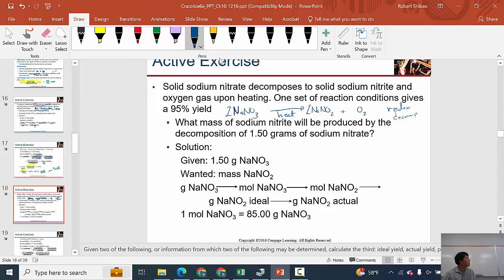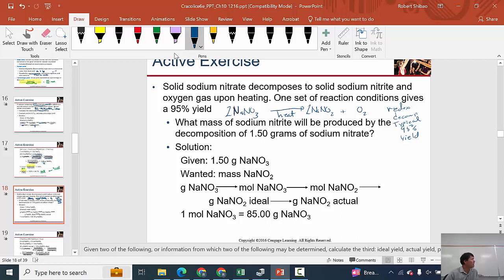Solid sodium nitrate decomposes to solid sodium nitrite and oxygen gas upon heating. One set of reaction conditions gives a 95% yield. So we expect a 95% yield, and we'll just say that is typical. Of course, this can change, but typically, when you do this, you get a 95% yield. That doesn't mean you're always going to get exactly a 95% yield, but since this is the ballpark, we'll use this as a guide for our prediction here.